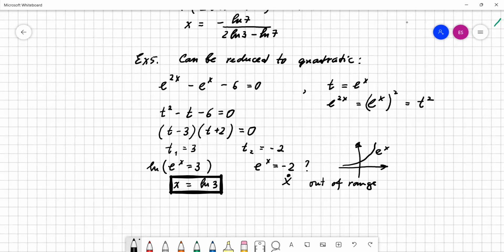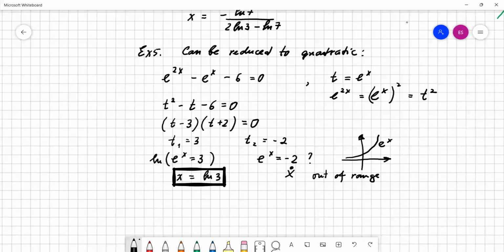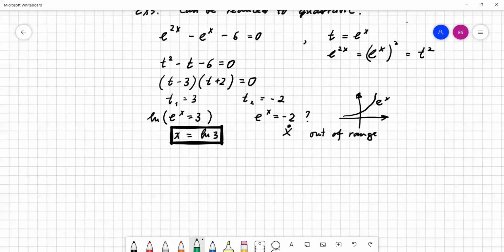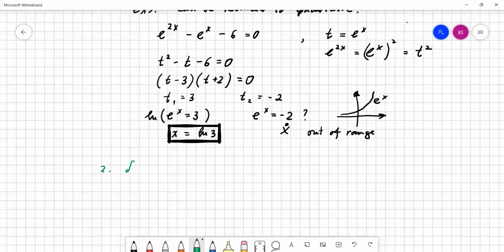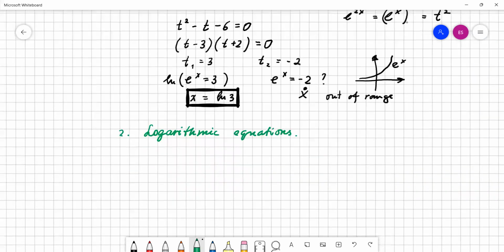Now let's talk about logarithmic equations. So let me move to the green color. And number 2, logarithmic equations. Well, what are logarithmic equations? You can probably guess that logarithmic equations involve logarithms, right? For example, you can have logarithm with base 2 of x equals 3.